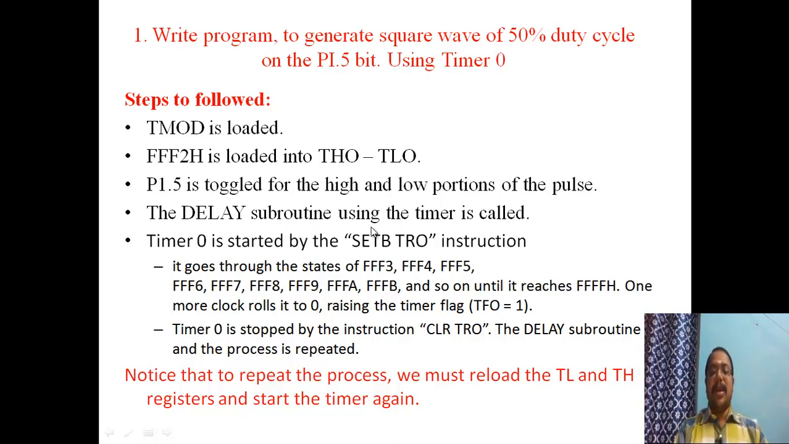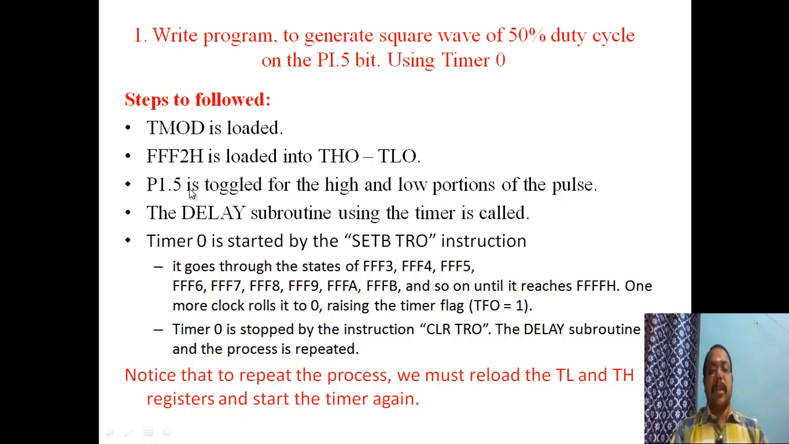Call for delay is nothing but timer start and checking for overflow. So timer 0 is started by setting TR0. I told you in the control register TCON you have this particular bit. By setting this bit to 1, the timer will start its work. So before starting the timer I should load the value, and I will tell the TMOD. We have to specify timer 0 using TMOD, and the value to be loaded goes in TH0 and TL0.